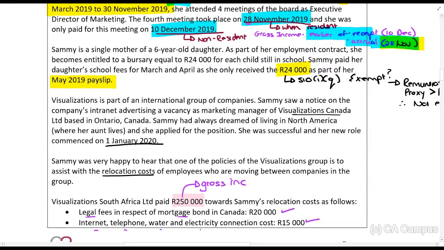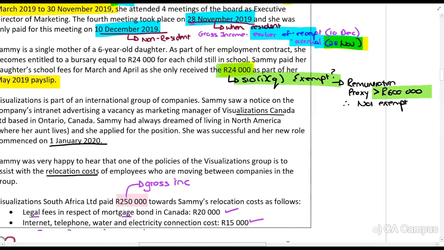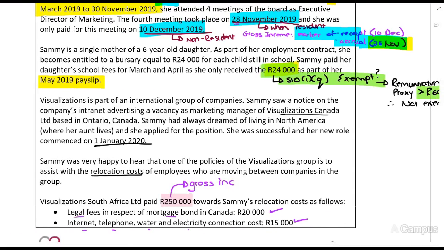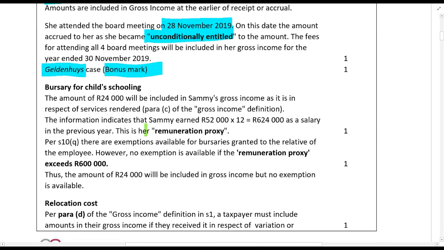Sammy is a mother of a 6-year-old daughter. As a single mother of a 6-year-old daughter, she gets a 24,000 rands bursary for her. Is this exempt? That 24,000 rands will be included in her gross income. It's not exempt in terms of Section 10(1)(q) because her remuneration proxy exceeds 600,000 rands, remember. So 24,000 included, but no exemption is available.